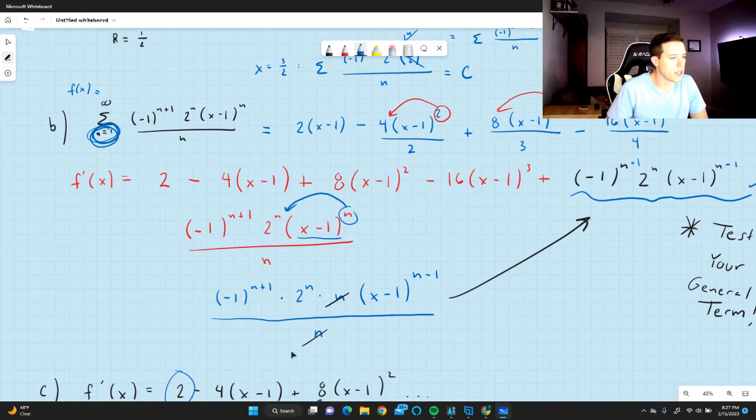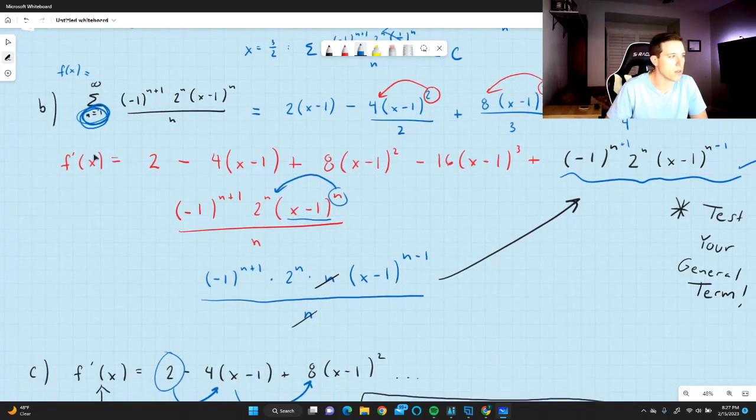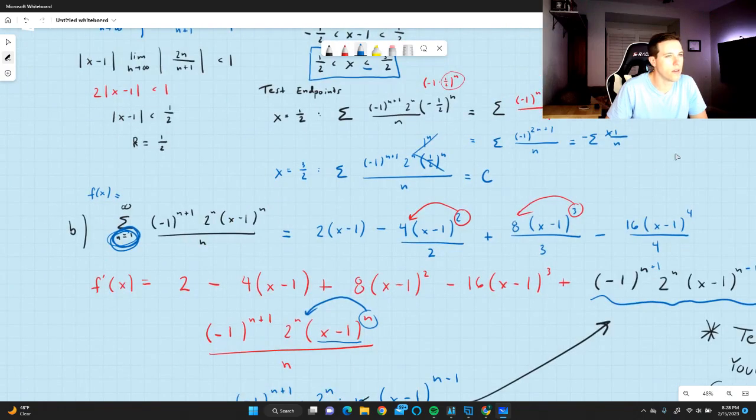And look how nice the n's canceled. And yes, we really do get the exact same general term we just had a second ago by looking at the series expansion. You're going to have to know how to do both these strategies. Different problems rely on one versus the other. Okay, so that was step 2. Find the derivative of the first 3 terms. We didn't even need this one. And the general term for the derivative.